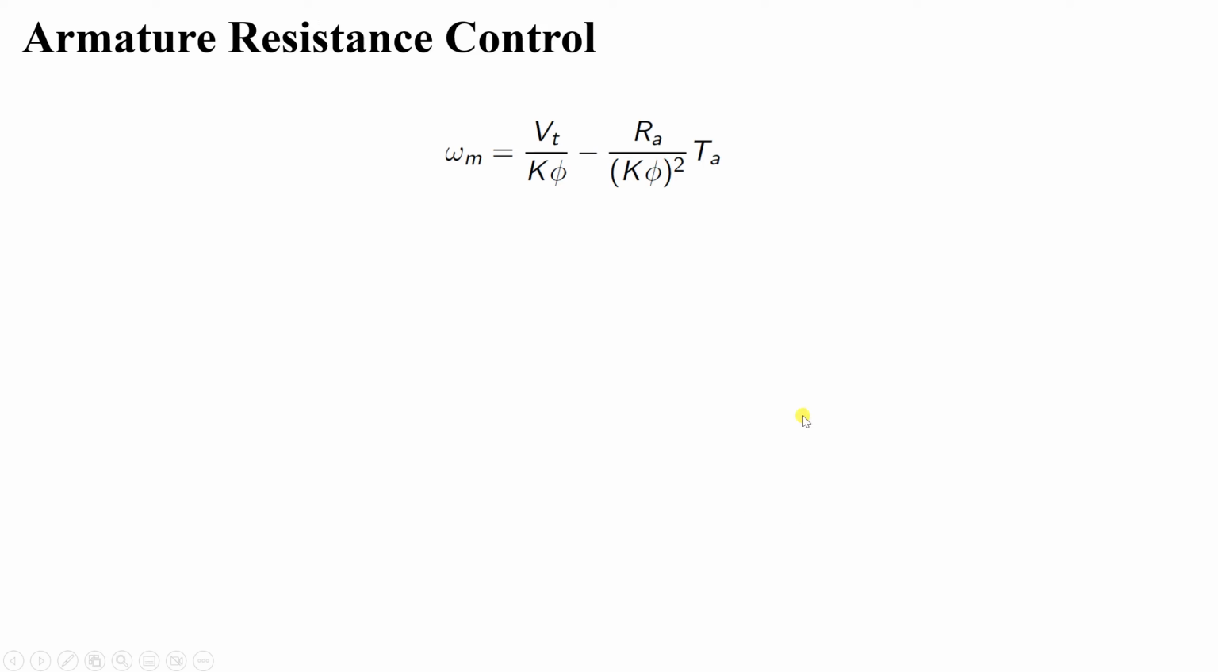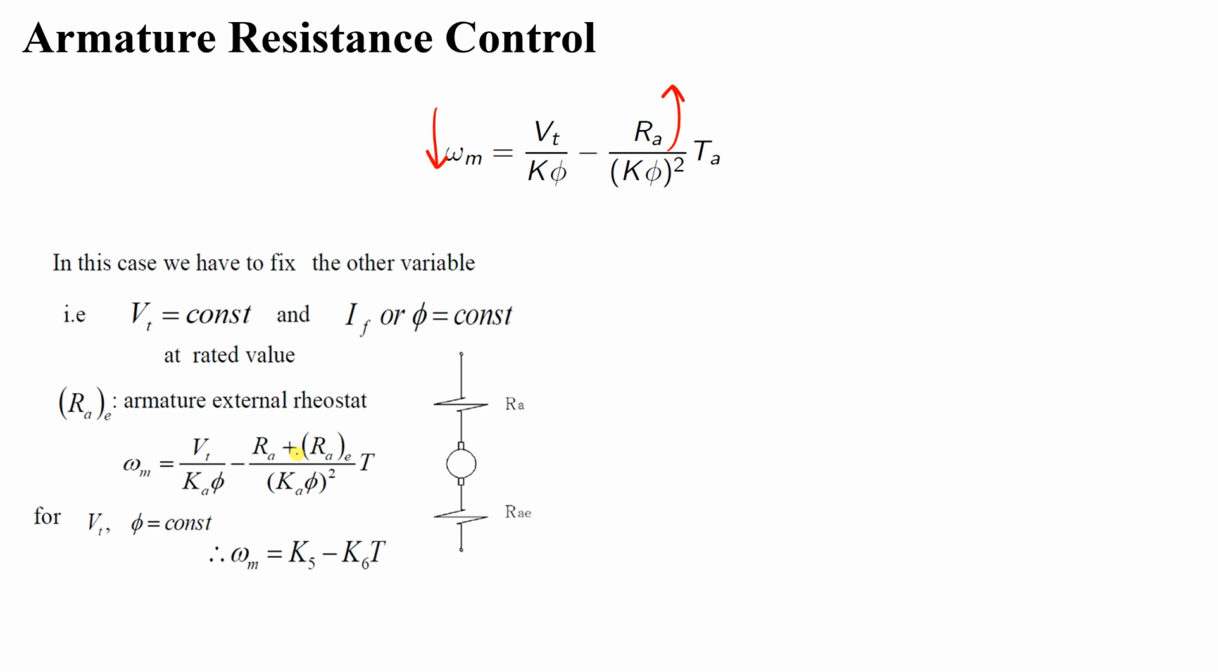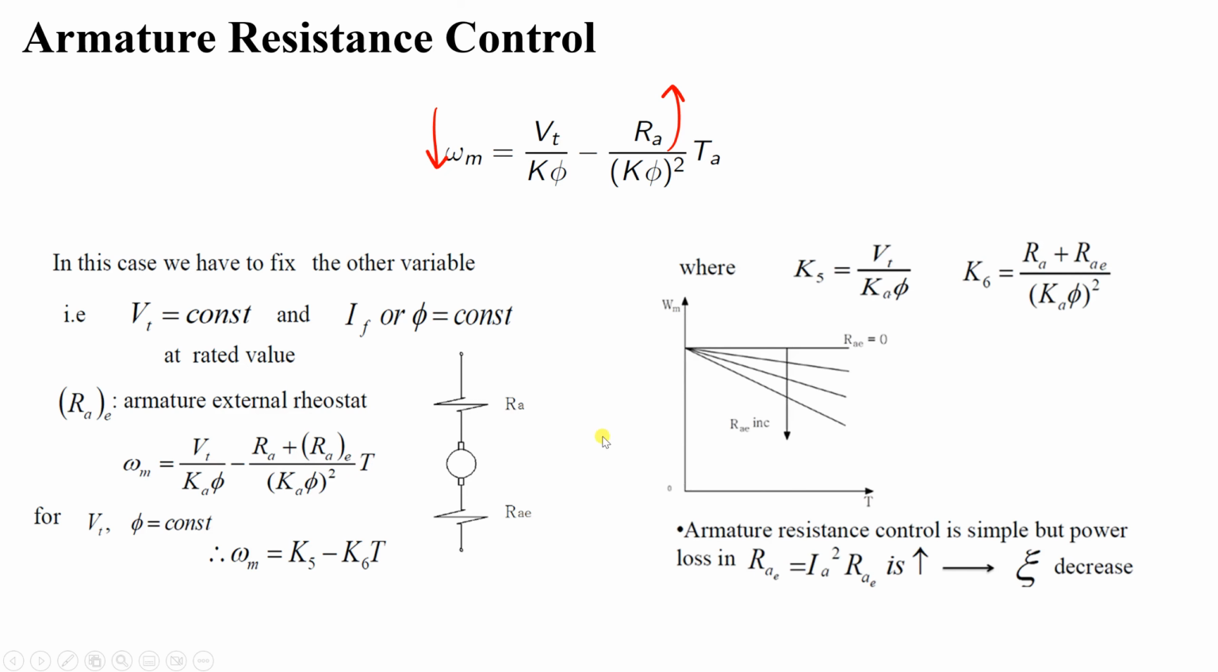Now we have armature resistance control, the last method, controlling R armature. As you can see, as we increase resistance, omega will go down. As we add more resistance, you will find that the curve will start going down. Our armature resistance increases, curve going down. But you will find something here which is different. You can see that they are not as before.